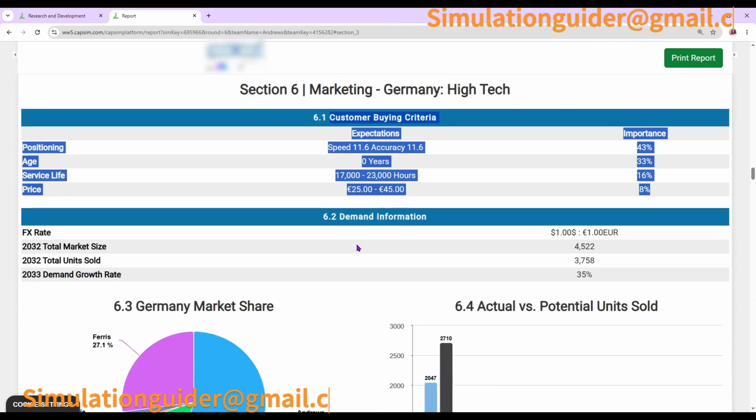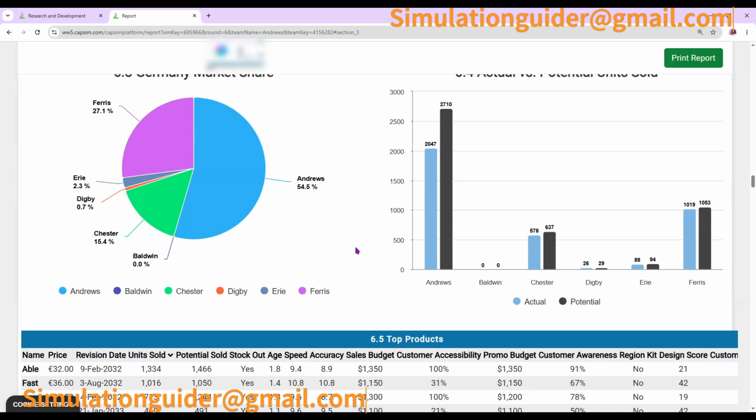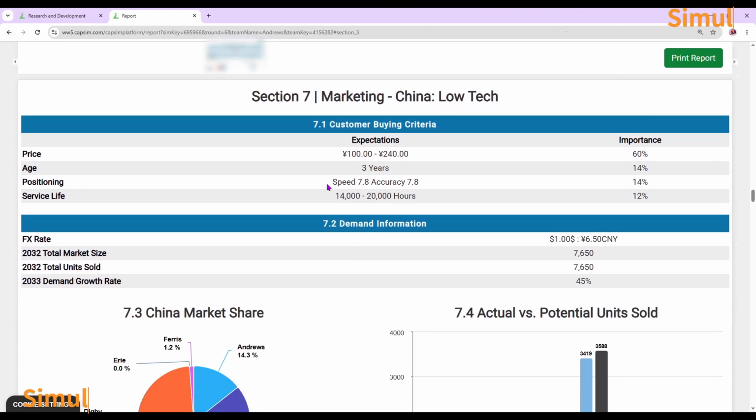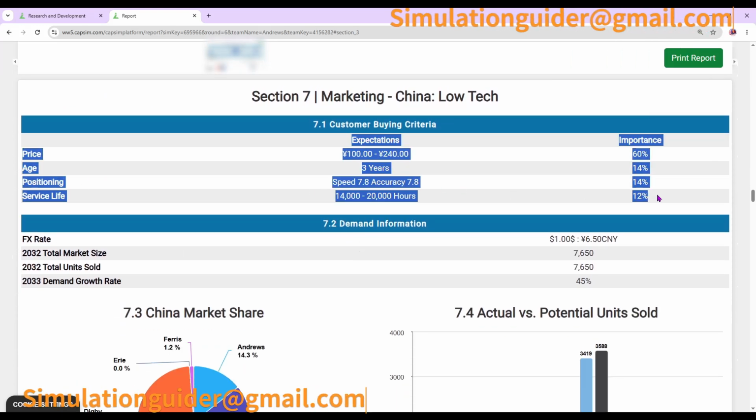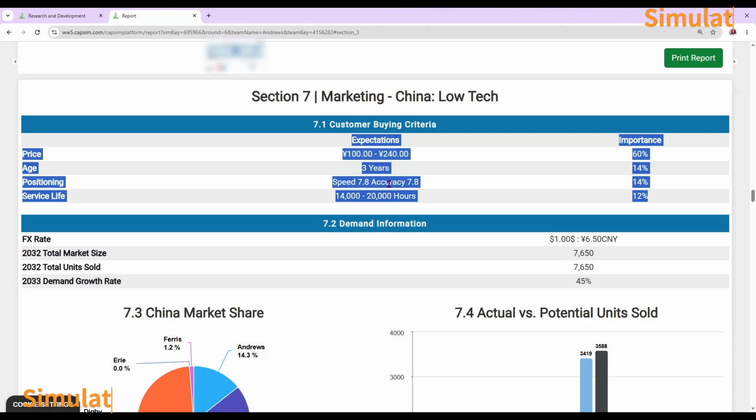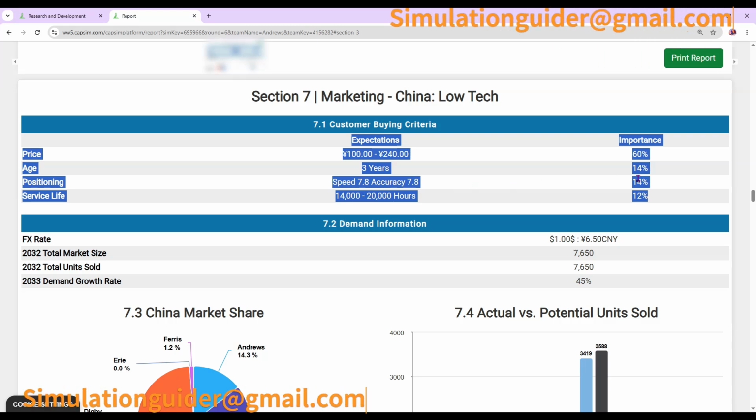Next is the last market, the China market. For the China market, this is what customers expect: 100 to 240 for the pricing, with 60% importance. 3 years of age has 14% importance. Speed of 7.8 and accuracy of 7.8 has 14% importance again. 14 to 20,000 for the service life has 12% importance.